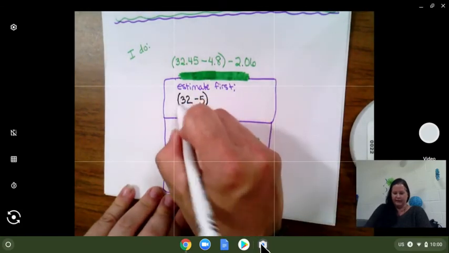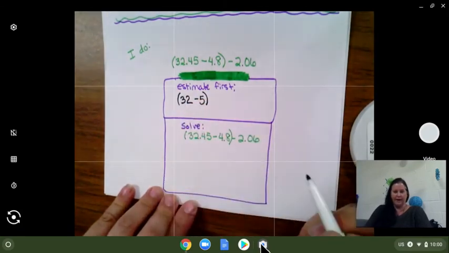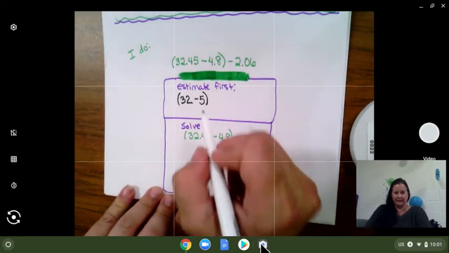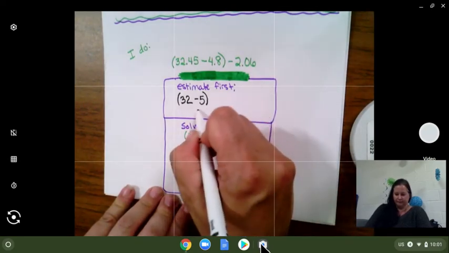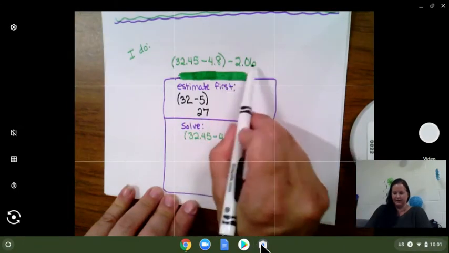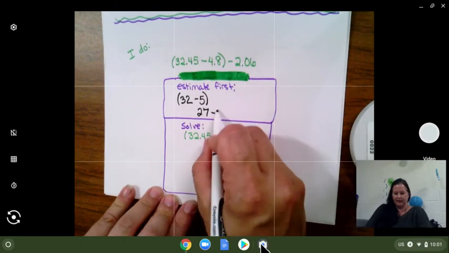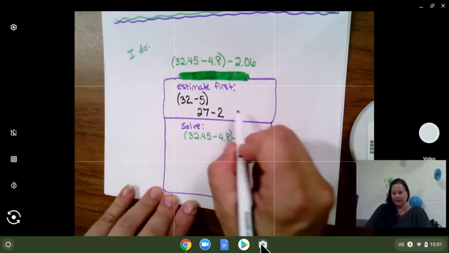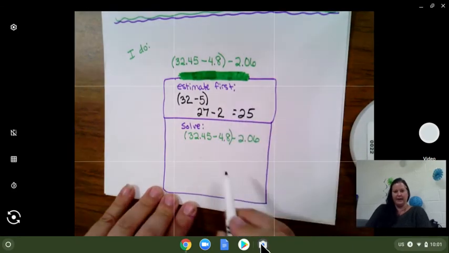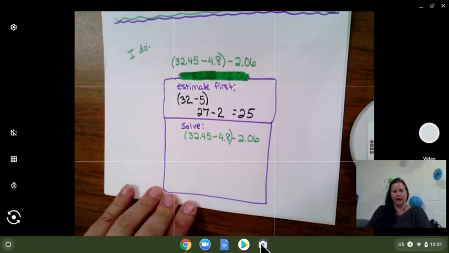And then the parentheses around that tell me that's the problem I'm going to do first. So 32 minus 5 is 27. And then I still have to subtract, and this 2, the 0 tells me just to round that back to 2, so 27 minus 2 is 25. So my answer down here should work out to be close to 25.